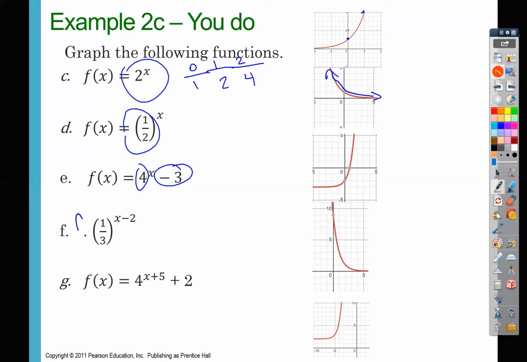This 2, that should be f of x, I'm sorry. This 2 means that it's going where? To the right 2, because it's minus. And then this 1/3 means that it's going down from left to right. And all of these labels are a little bit different, so they may look a little bit different on yours, but they should be similar. All right, this 4 means that it's going to be pretty steep. We have x plus 5, so that should be 5 to the left, and then 2 up. So that's how they got that point right there.